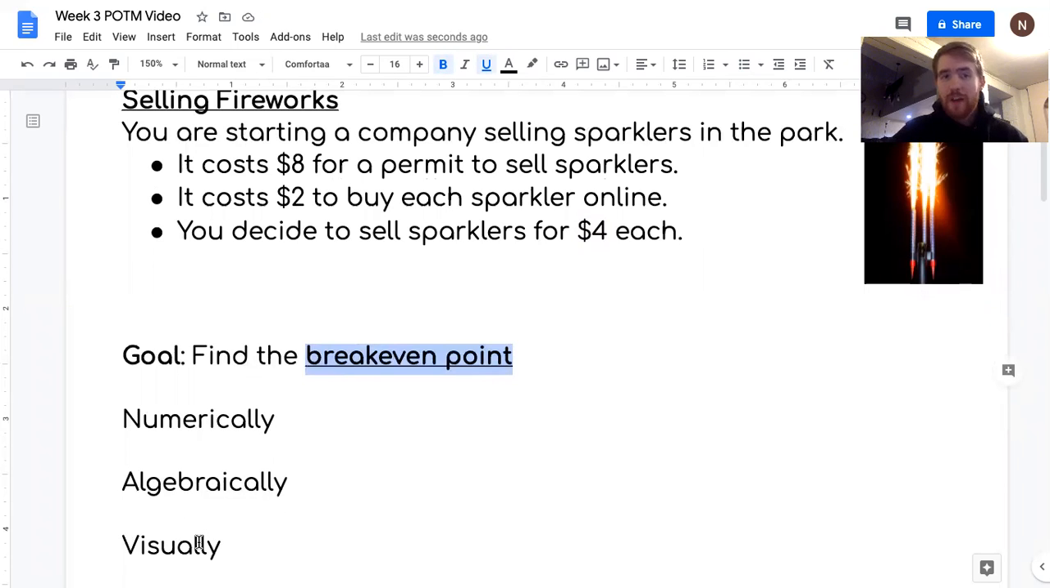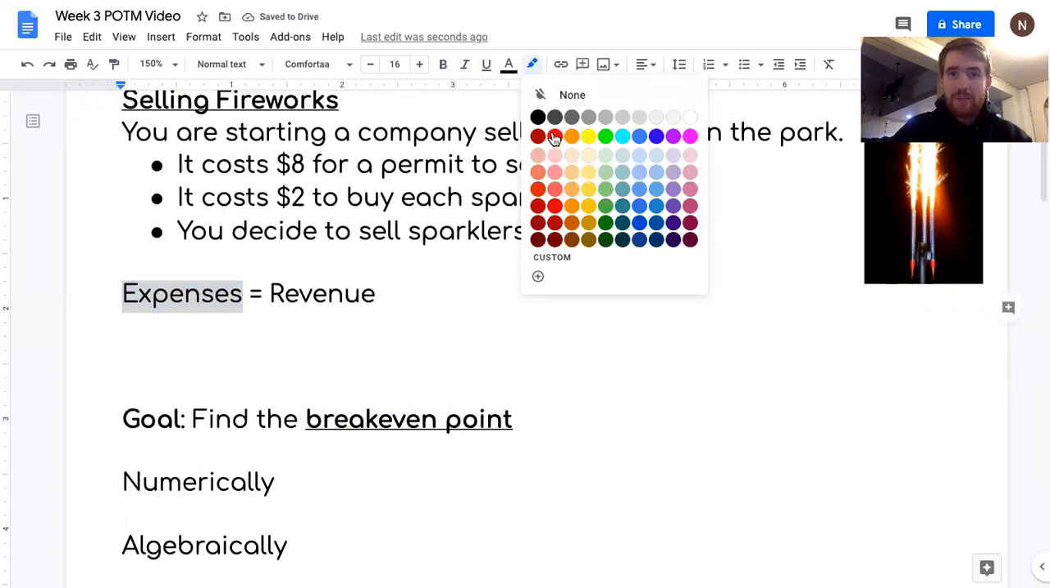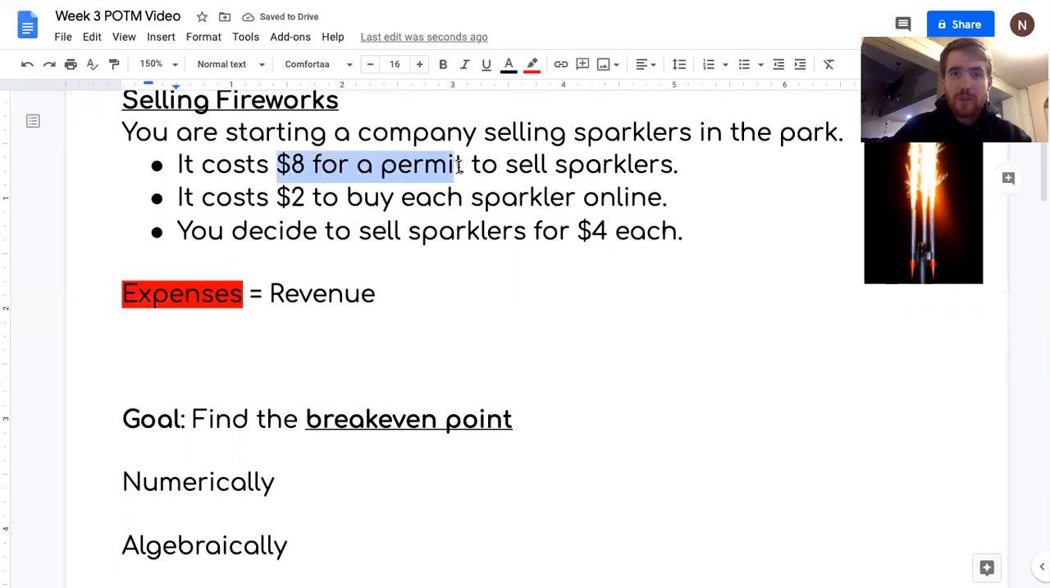So first, a reminder on what is the break-even point. It's the point where everything it costs to sell the fireworks, that would be all of your expenses, are equal to the revenue. So the break-even point is the point where expenses are equal to revenue. Expenses are all the bad things. They're the things you have to pay. In this problem, they are the $8 for a permit to sell fireworks. You have to pay that. It's the $2 to buy each sparkler online. You have to pay this. If you don't sell them, you're losing money.